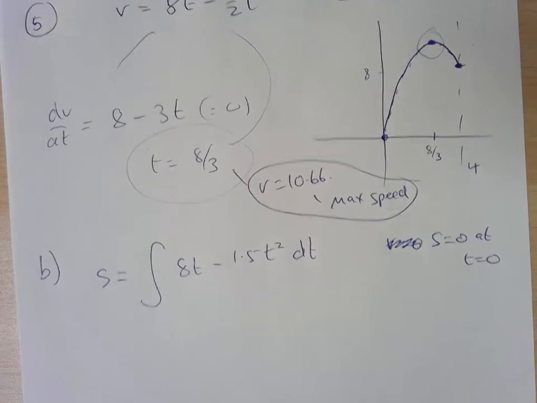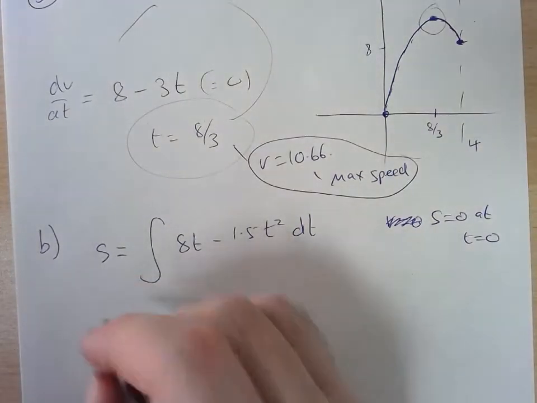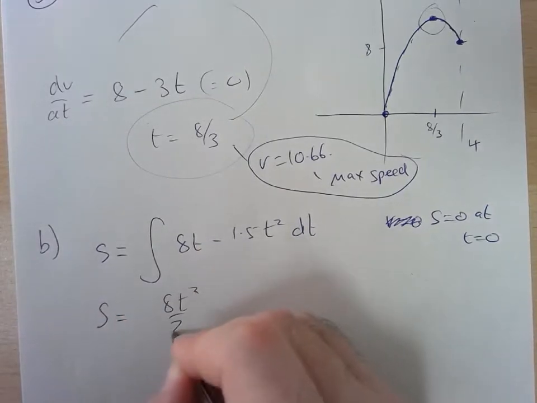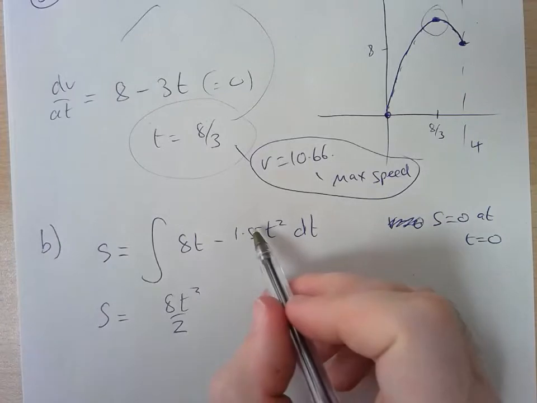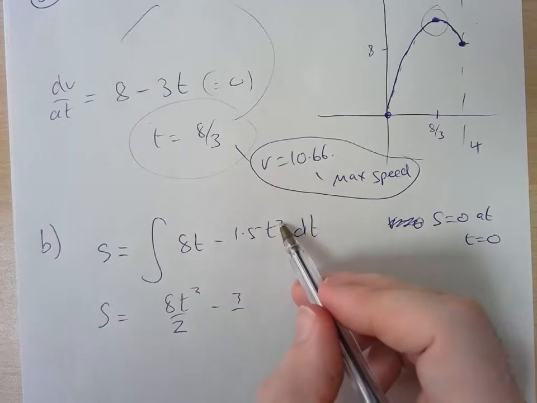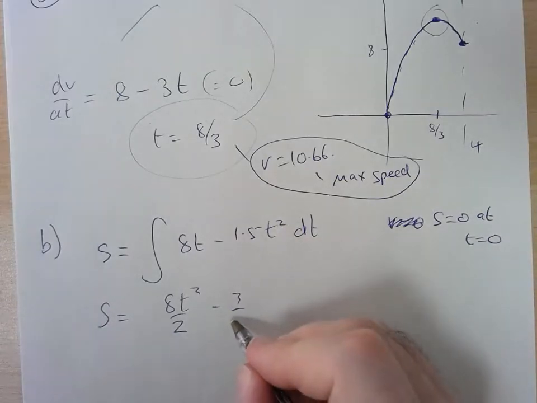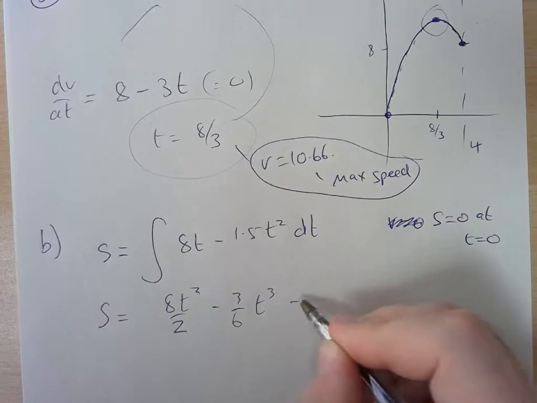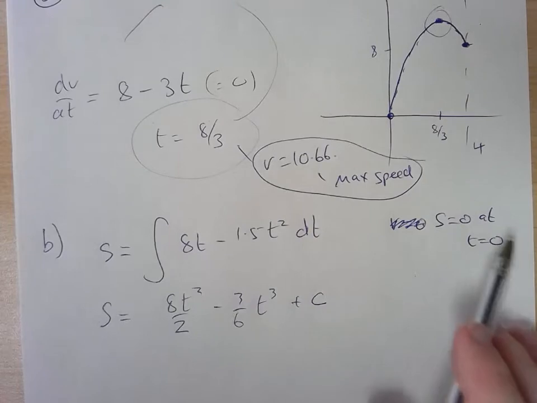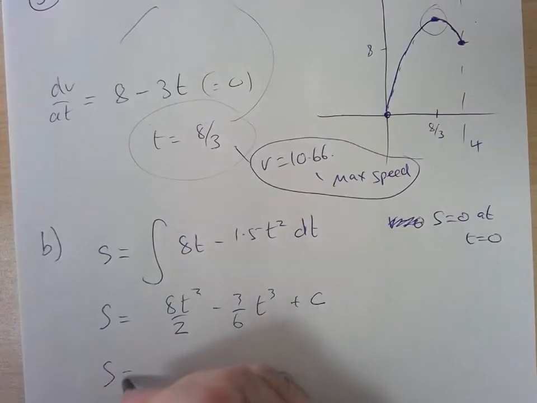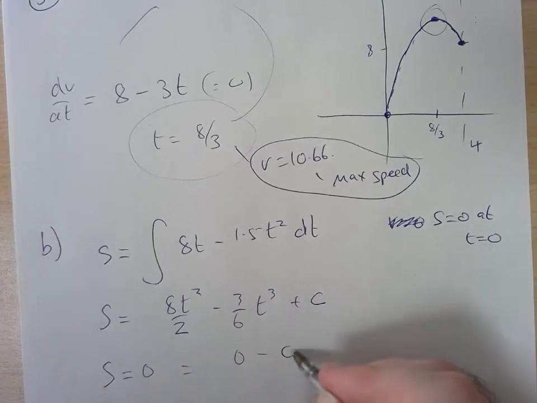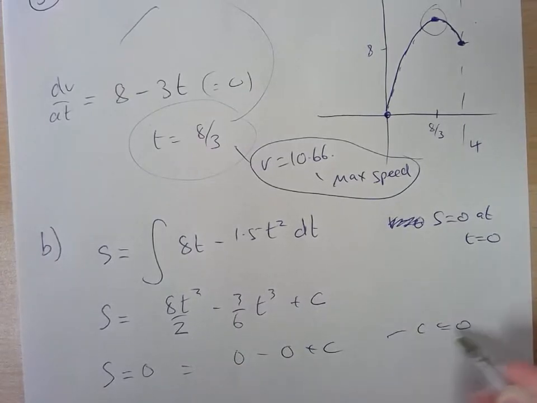So we're going to integrate it, so we get s equals 8t squared over 2. This was 3 over 2, so if we integrate it we add 1 to the power and then divide, so we get minus 3 over 6 t cubed plus c. We only need one constant here because we don't have any vectors. Plugging in the information, we get s equals 0, which is equal to 0 minus 0 plus c. This gives us that c equals 0.